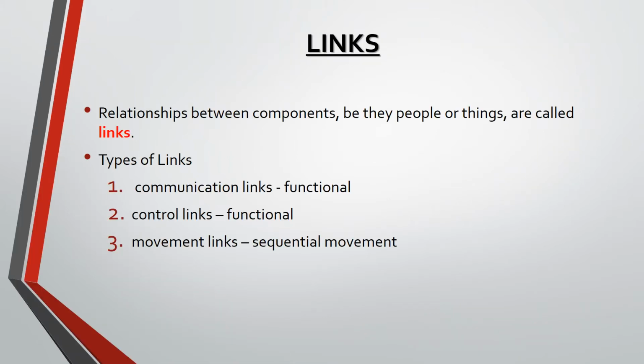So links, as you know, are relationships between components. These components can be either people or various equipment or things. So links show the relationship between these components. And this can be classified as communication links, which are functional, control links, which again come under the functional category, and then the third one is movement links, which are sequential, or the movement of various things in sequence, one after the other.